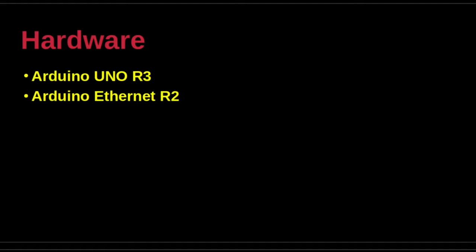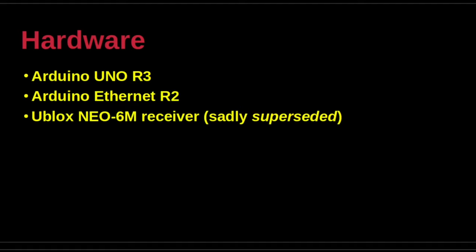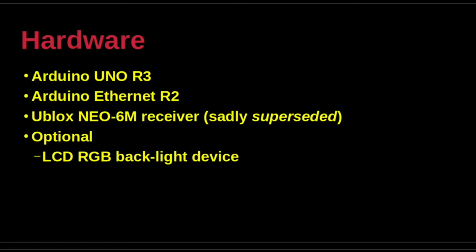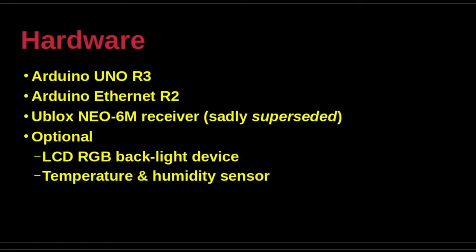The key components for the project are Arduino Uno Rev 3, Arduino Ethernet Shield Rev 2, uBlocks Neo-6M module. The optional components are LCD RGB backlight display, temperature and humidity sensor, light sensitive resistor.